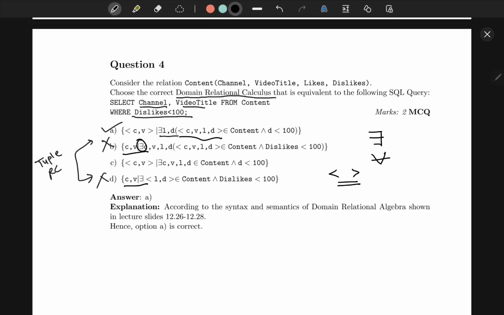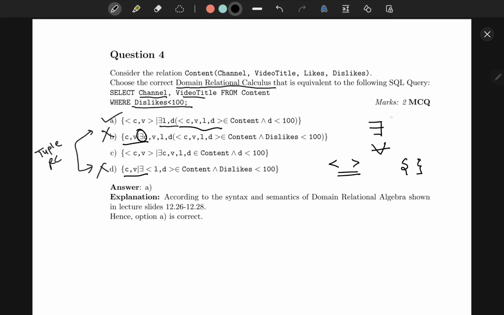Here we have domain relational calculus. As I said, the square brackets must be present at the start of the relation specification, that is inside curly braces. Hence option B and D are eliminated beforehand. Now let's read the query. Select channel video title from content where dislikes are less than 100.